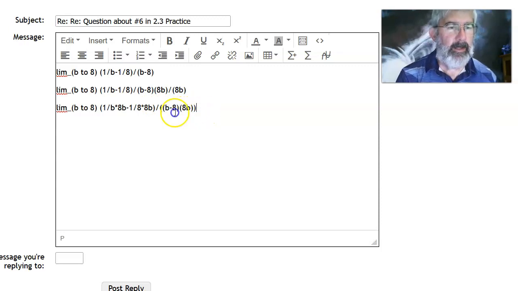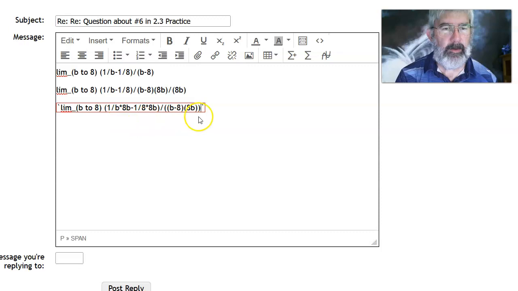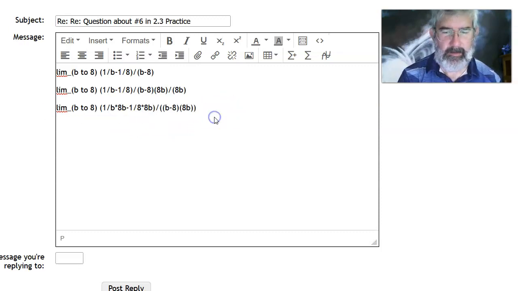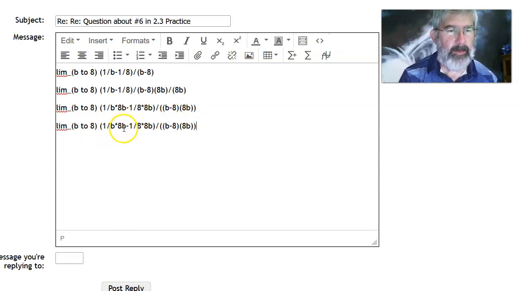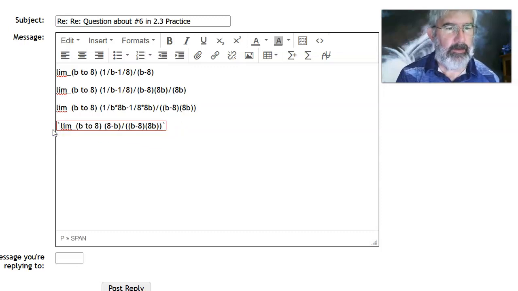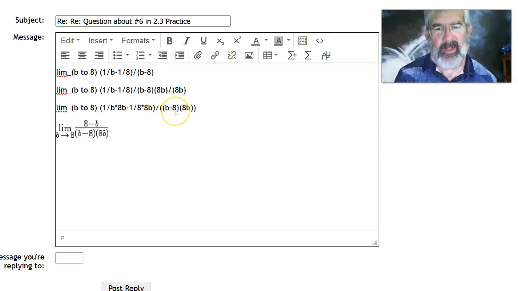Okay. Again, I can show you what it looks like in math mode because I want to cut and paste. I want to copy this and paste it because now I'm going to simplify these fractions. The 1 over b times 8b is just 8. So this just turns into an 8. And the 1 over 8 times 8b just turns into a b. Okay. So I think at this point I've ended up where Melissa did, but I did it slightly differently.